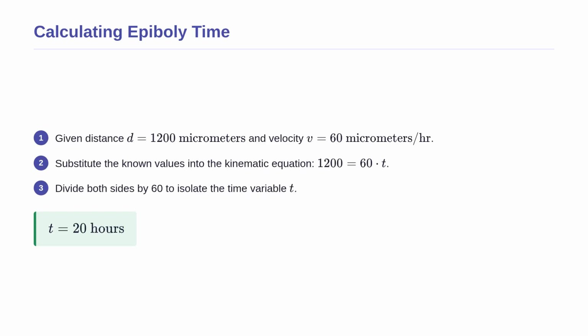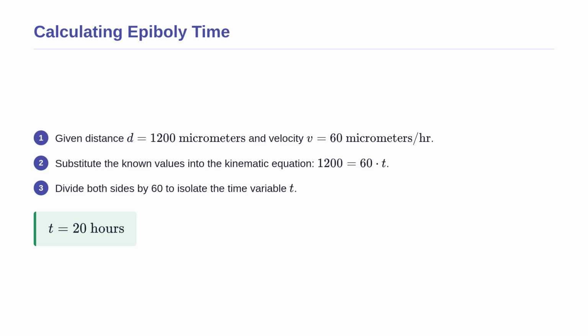Before we move on, let us see this with a concrete example. During frog gastrulation, the animal pole cells must migrate downward to cover the yolk plug. Suppose we observe that the total distance the cells need to cover is 1,200 micrometers, and they are moving at a constant velocity of 60 micrometers per hour. We want to find out exactly how long this developmental phase will take.